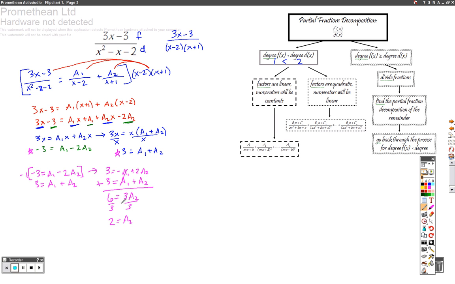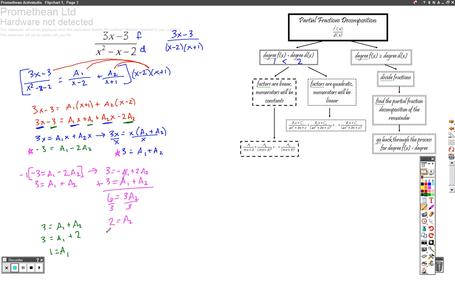But I also have to solve back for what a1 equals. So my last step is to substitute this back into an equation and find the value of a1. So I'm going to substitute it right here. So 3 equals a1 plus a2. I know a2 is 2, plus a1 equals 3. Subtract 2 from both sides, so 1 is equal to a1.